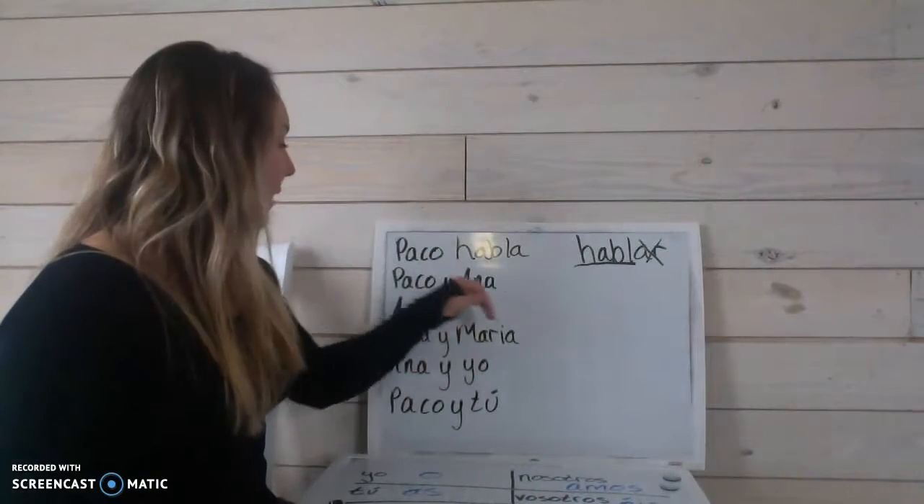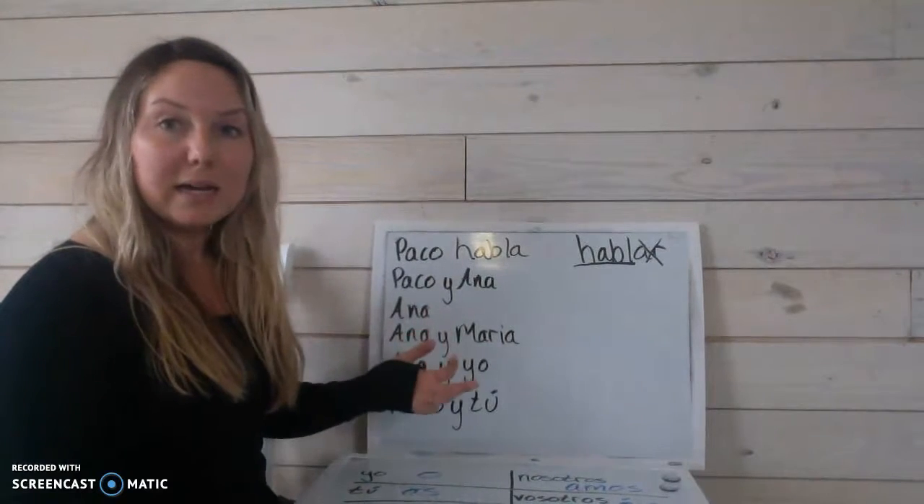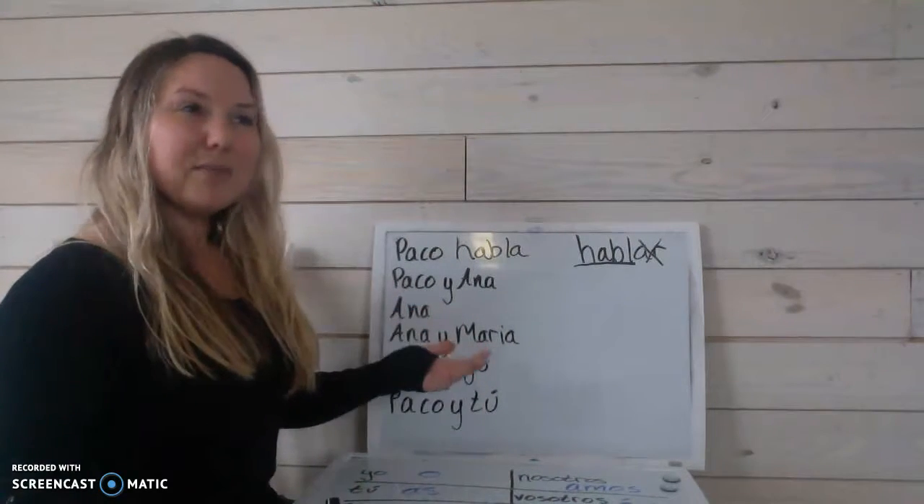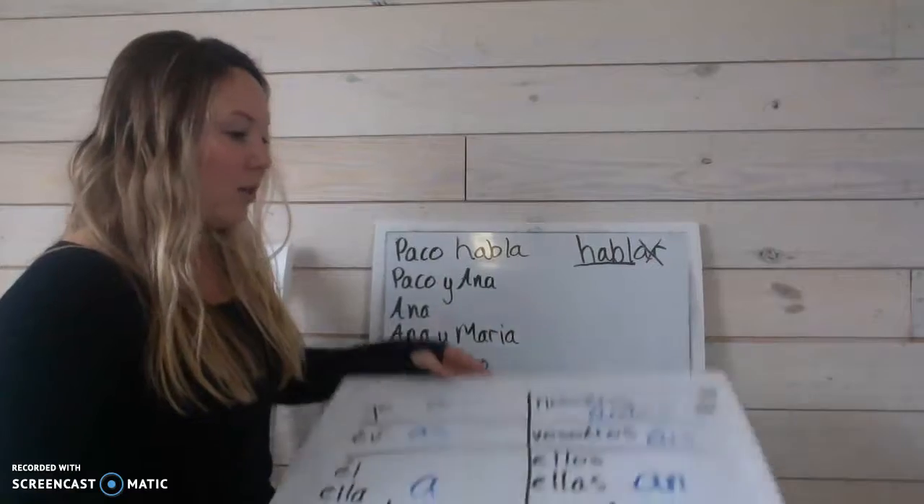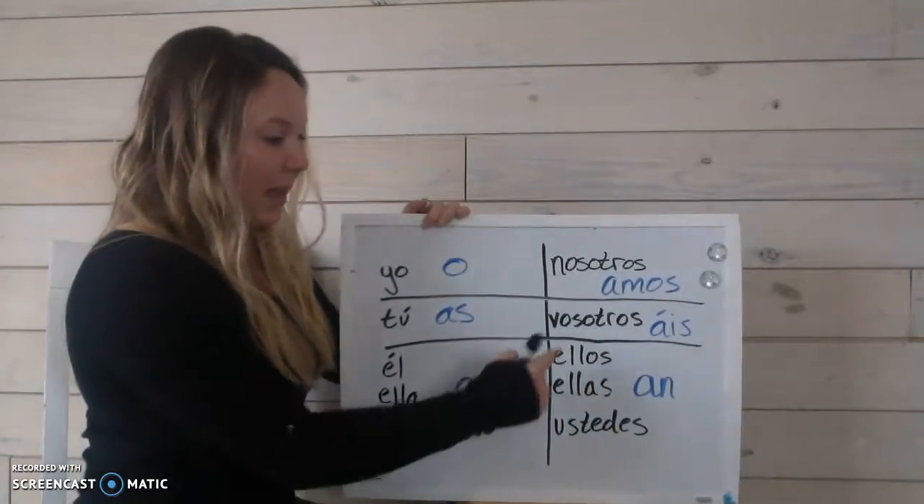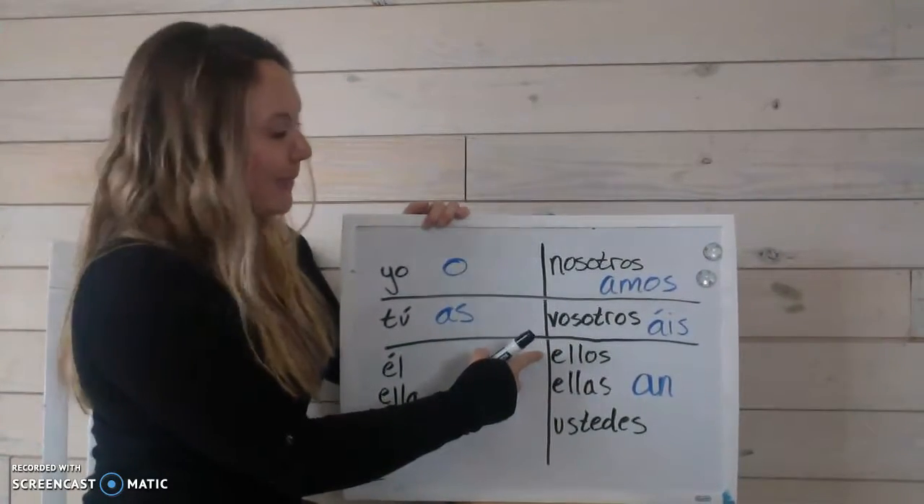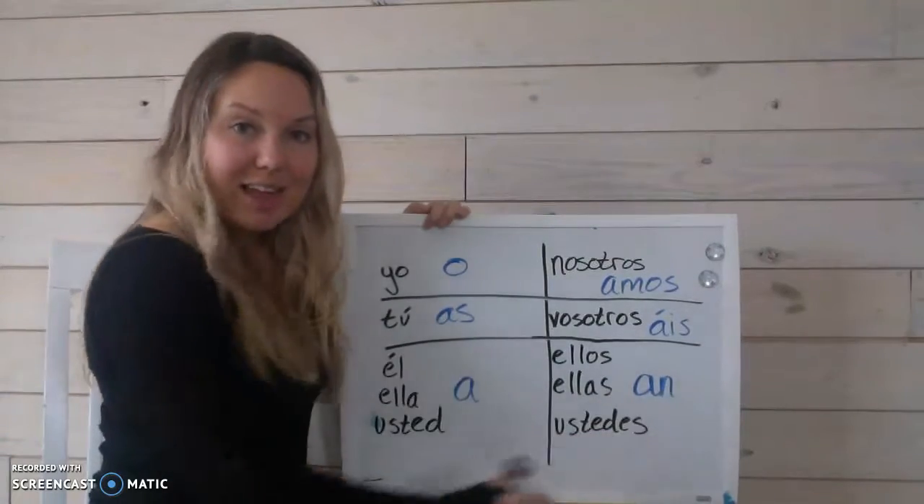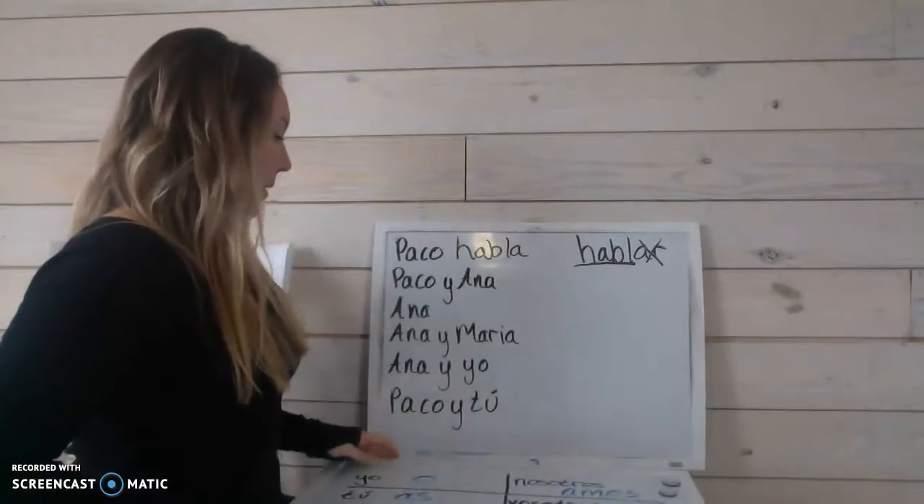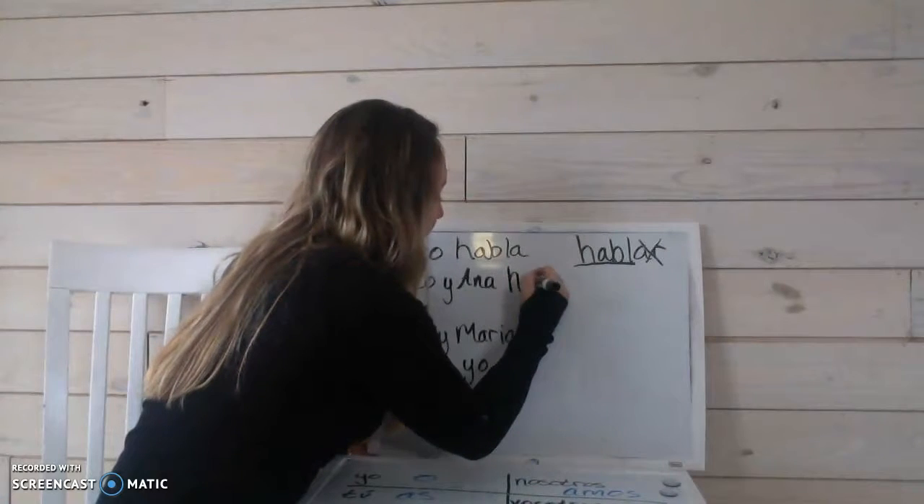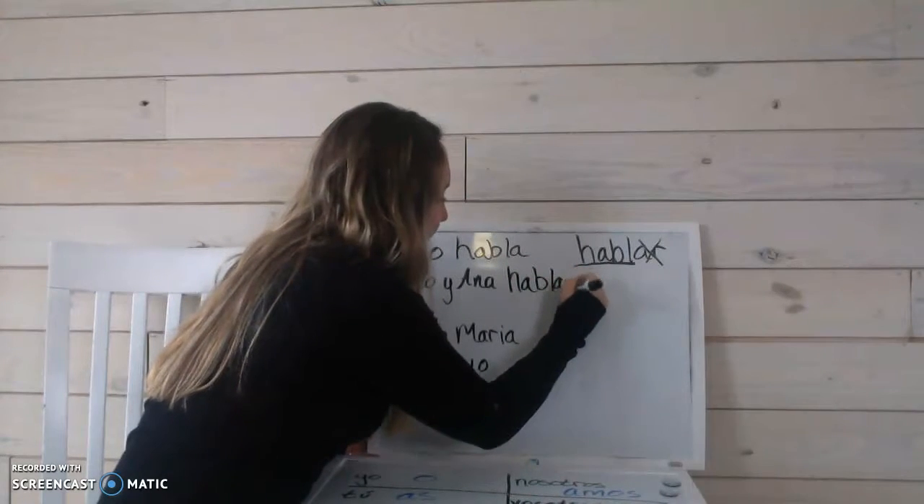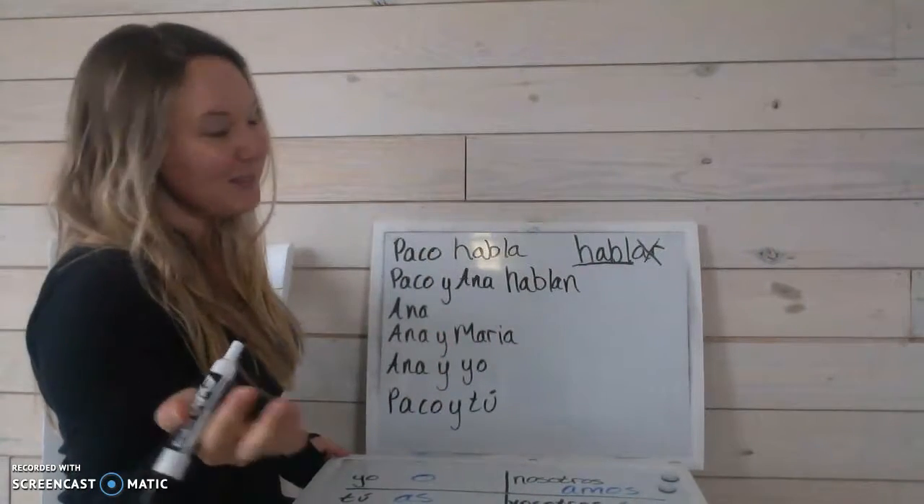Now let's look at Paco and Ana. Paco y Ana go to the store. That's kind of like saying they, right? So then you go back. Which one is they? Oh, ellos. All right, so we're going to use this AR ending. Paco y Ana hablan español, como ustedes.